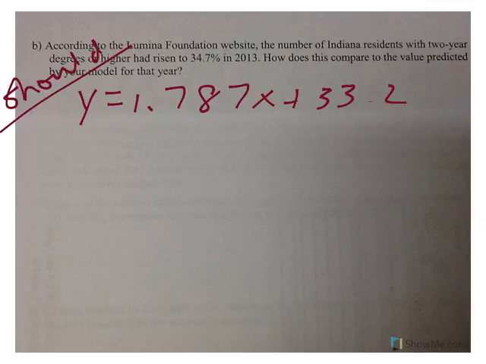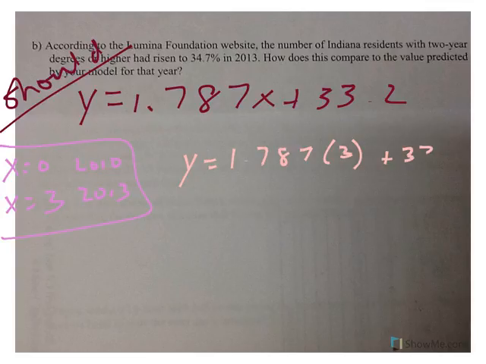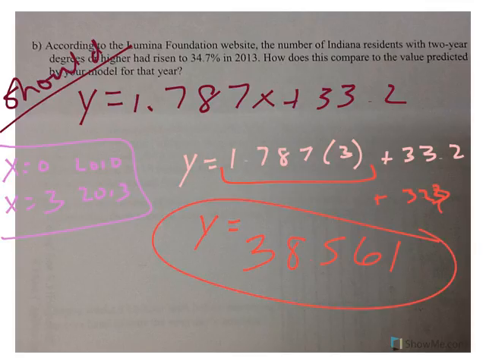So in 2013, remember that x equals 0 for 2010. So 2013 means x is 3. Okay, so when I go to my model, I plug in 3 for x, and I solve. So I multiply these pieces first, and I get a number. After I get that, then I add 33.2, and I end up with 38.561. This is my final answer. So if we had increased at the rate we were supposed to, in 2013, we should have been at 38.561.